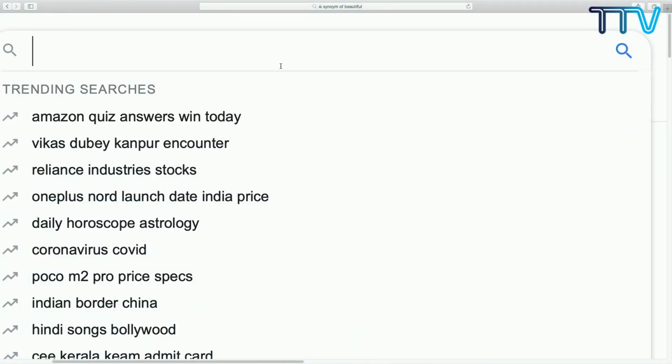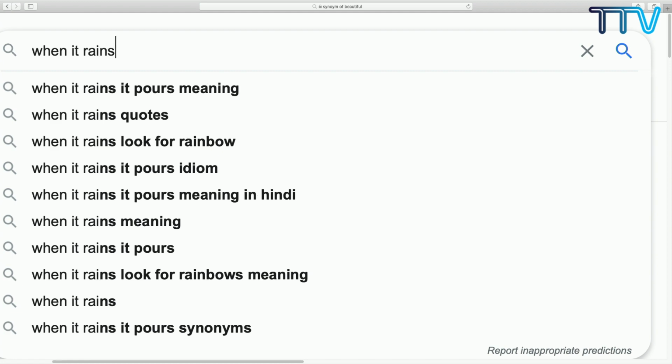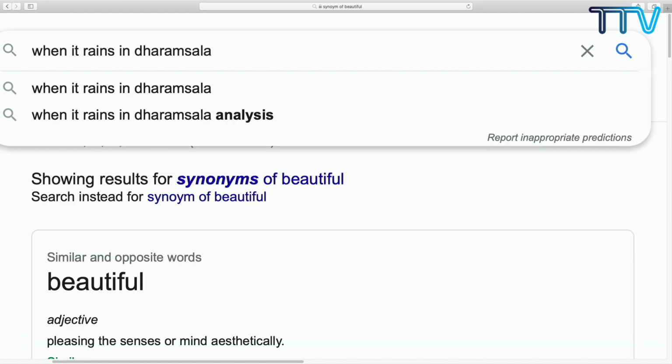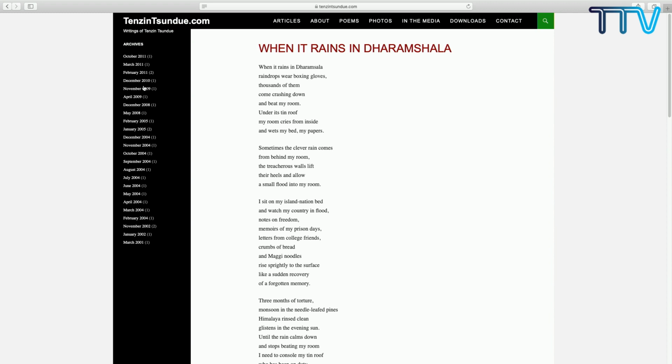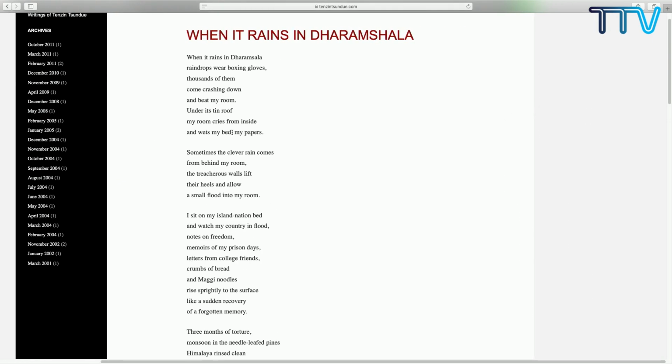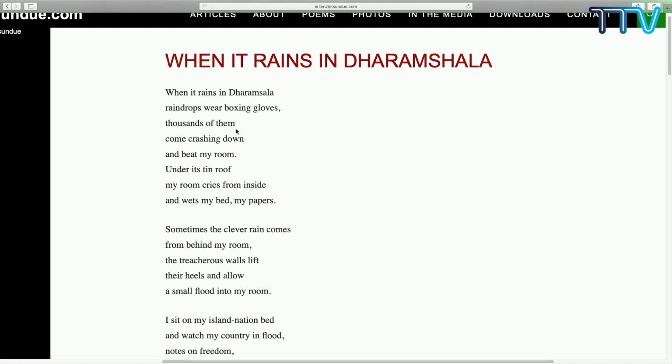This is a poem. He describes the rainfall in Dharamsala. So let us see, When it rains in Dharamsala. If you are interested in reading Tenzin Tsundue's poems, he has his own website, tenzintsundue.com. So let us go through this poem and see whether it's a good descriptive poem or not. This is the poem, When it rains in Dharamsala. I'm just going to read two or three stanzas, and if you're interested, you can go to that site and read the poem.